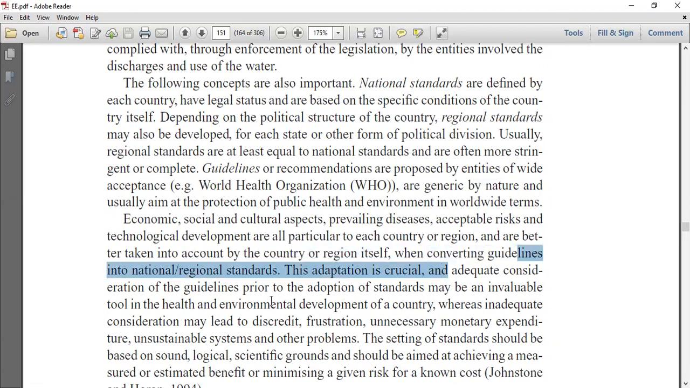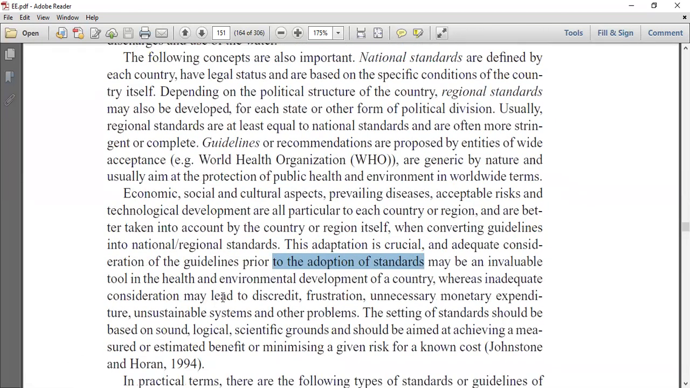When converting guidelines into national or regional standards, this adoption is crucial, and adequate consideration of the guidelines prior to the adoption of the standard may be an invaluable tool in the health and environmental development of a country. Whereas inadequate consideration may lead to frustration, unnecessary monetary expenditure, unsustainable systems, and other problems. The setting of standards should be based on sound, logical, scientific grounds and should be aimed at achieving a major or active benefit or minimizing a given risk for a known cost.